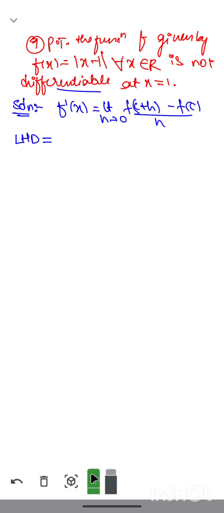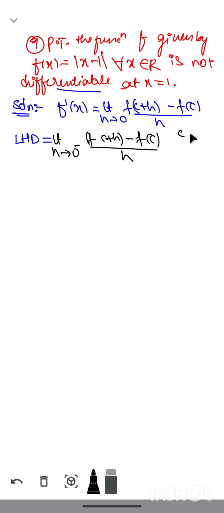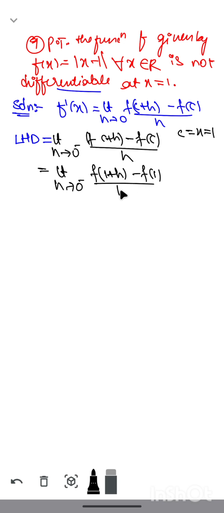I am finding first left hand derivative. So I will consider left hand derivative is limit h tends to 0 minus of f of c plus h minus f of c whole divided by h. Here c is nothing but value of x, that is 1. So when I find left hand derivative, we get limit h tends to 0 minus of f of 1 plus h minus f of 1 whole divided by h. So this is equal to limit h tends to 0 minus of f of 1 plus h.